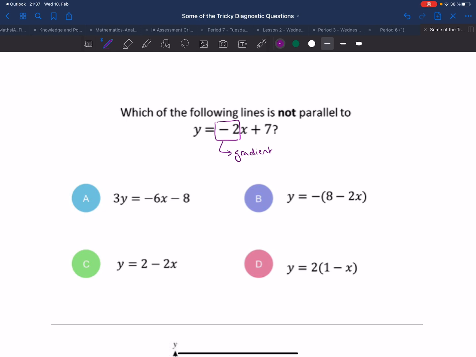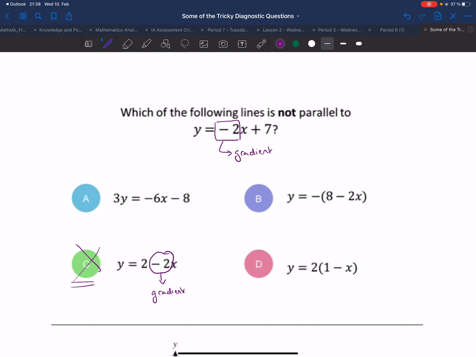And some of these are easy. For example, if I take a look at C here, this is practically in the y equals mx plus c form. And I can see my gradient, it's always the number that's in front of the x once it's in that y equals form. So here I've got a gradient of -2, so it's not C because that is parallel.